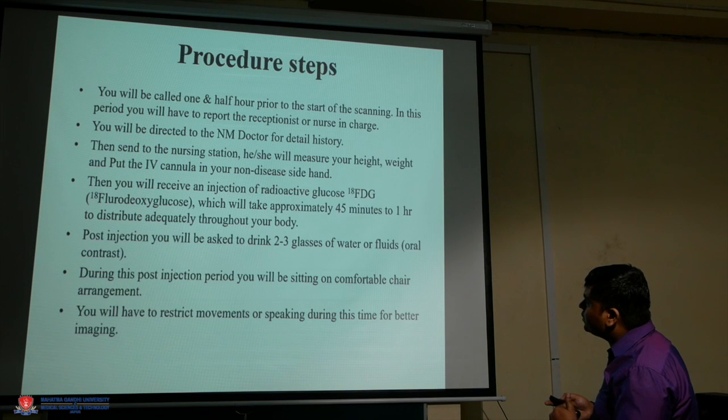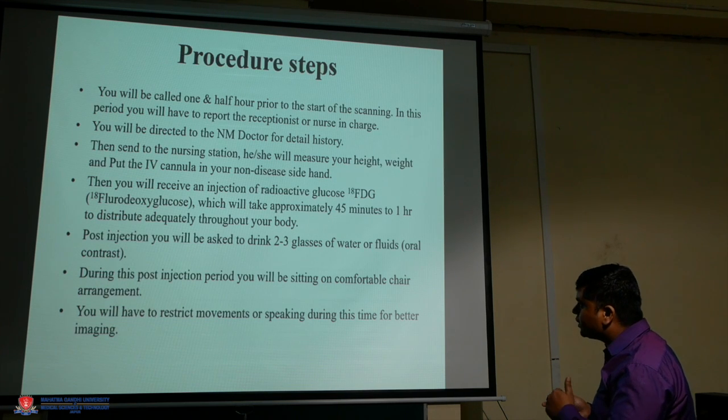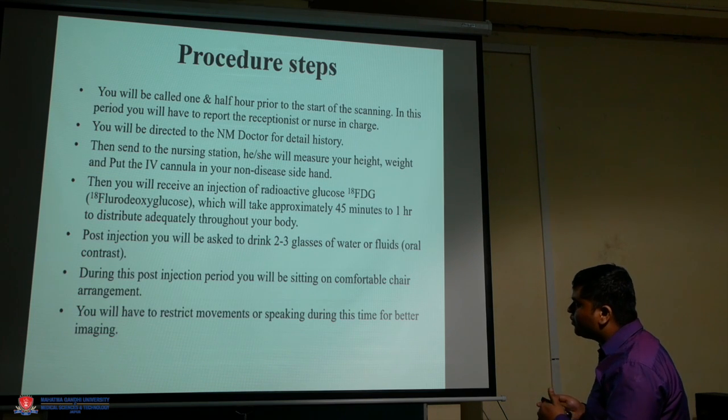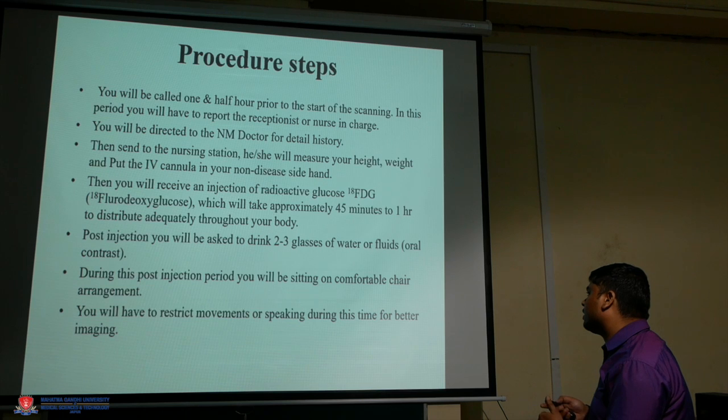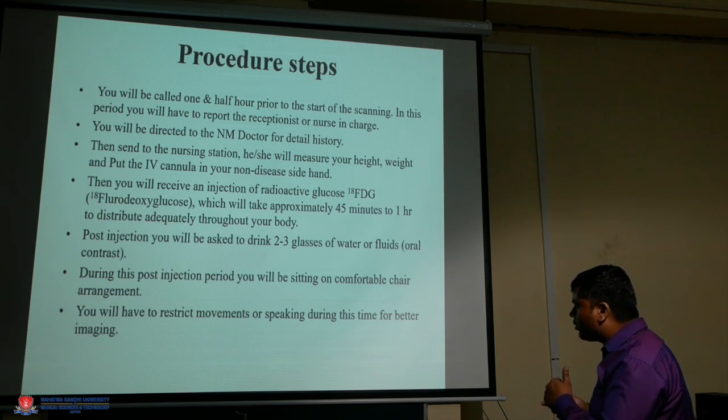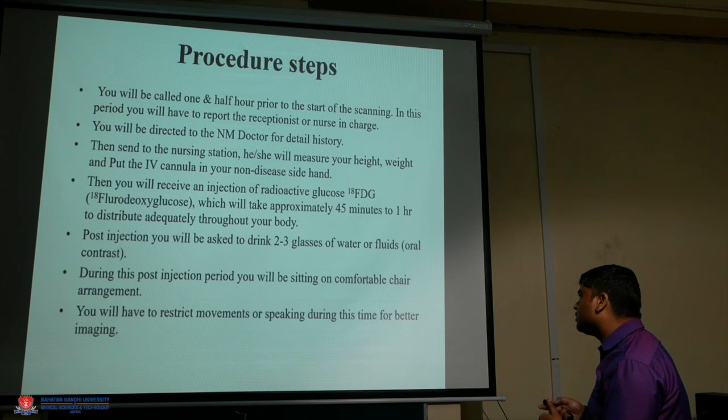The procedure steps: we take the history, we inject the patient, and the patient waits for 1 hour. Then he or she goes for the PET-CT, and the PET-CT system takes around 20 minutes for the entire PET-CT acquisition. Then the patient waits again for some period, and after the radiation level comes down, we send the patient home.